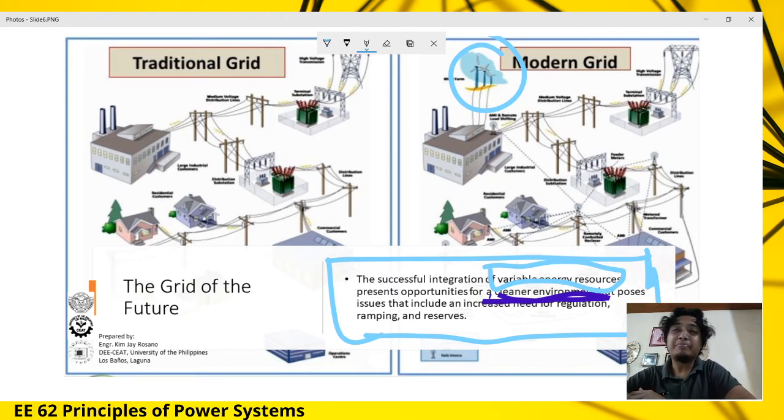natatakpan ko, no? Lalo na yung ating mga renewable energy. Kailangan sabit sa mata ko yung ano.